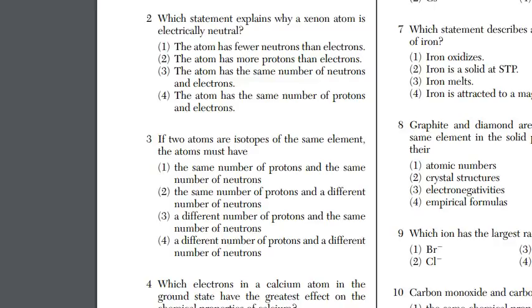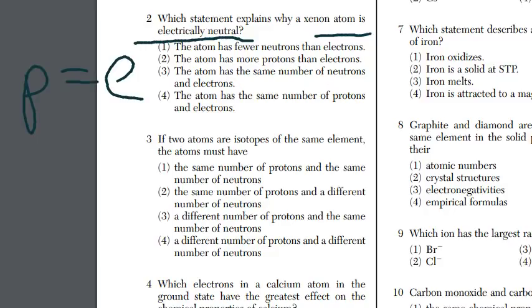For question 2, it's asking why a xenon atom is electrically neutral. Well, it's not just the xenon atom, folks. Any atom is electrically neutral. That is because for atoms, the number of protons is equal to the number of electrons. Protons are positive, electrons are negative. And there it is. It's a fact. Once again, choice 4.